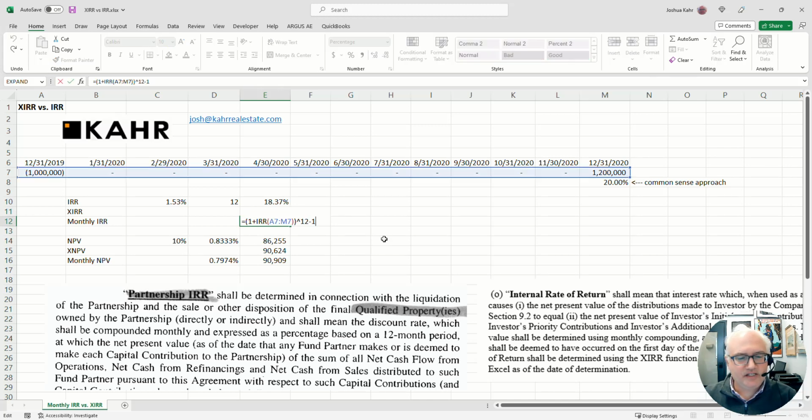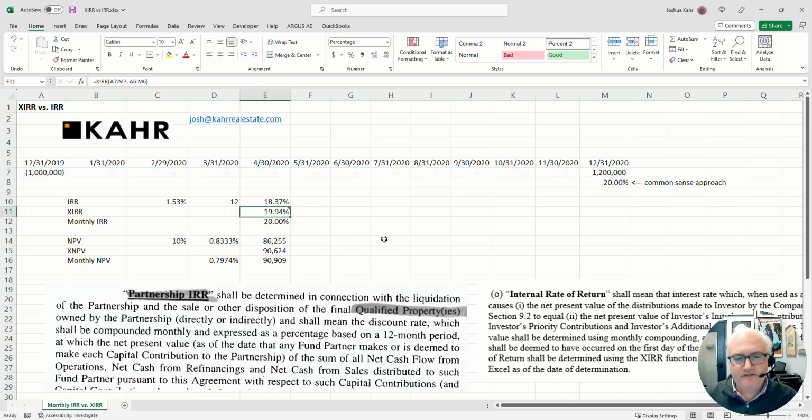And then if I do this method, 1 plus the monthly IRR to the 12th power minus 1, that actually compounds the monthly and gets us back to 20. The fact that this is 18 and this is 20 is usually not that confusing. But the fact that this is 19.94, well, that's kind of the weird part.